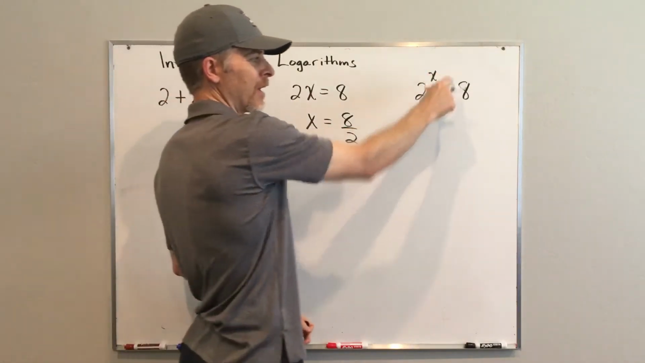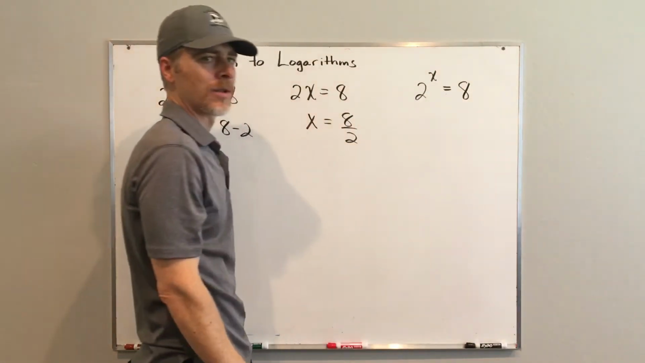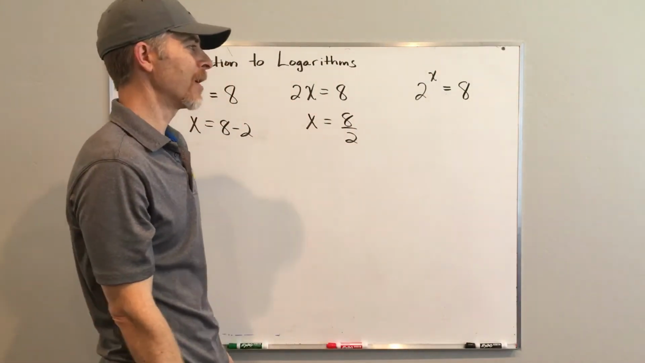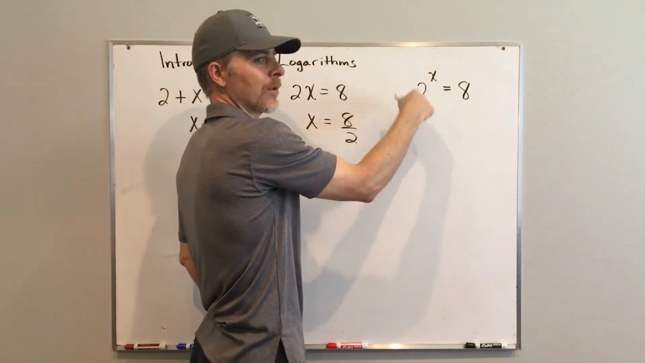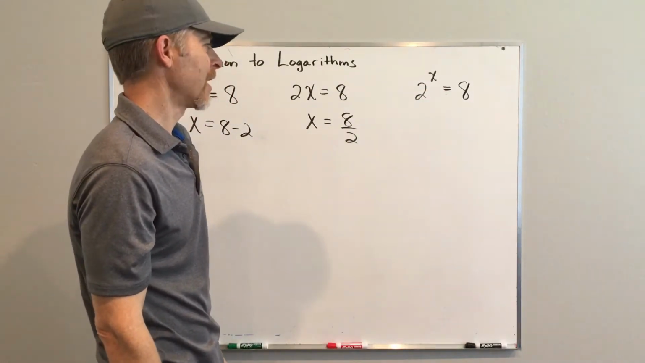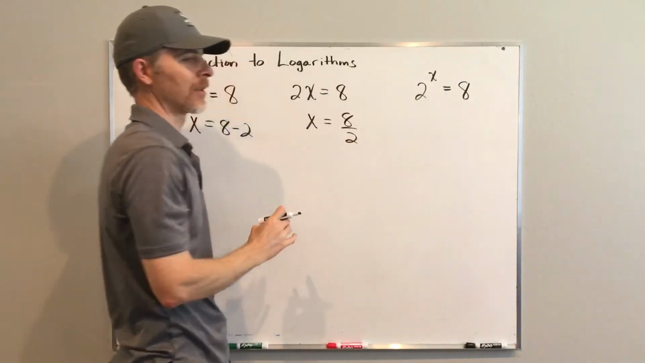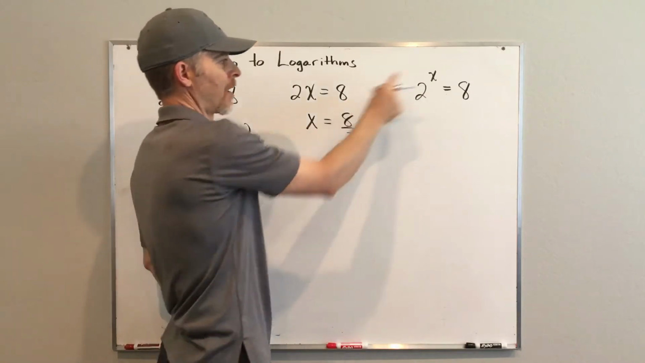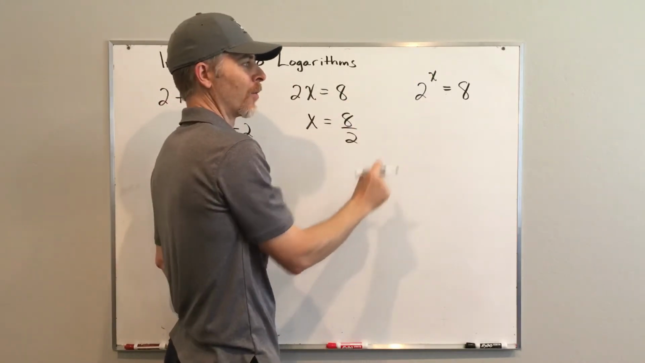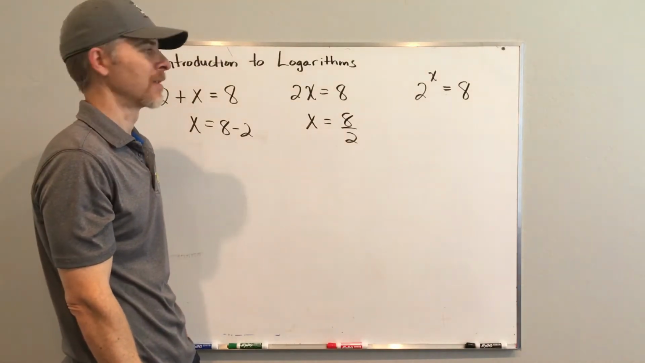All right, then we get to an exponential equation. 2 to the x equals 8. Well, we know the answer is 3. 2 times 2 times 2 is 8. But right now, we don't have any way to rearrange this equation to solve for x. We don't know what the inverse operation is of exponents.